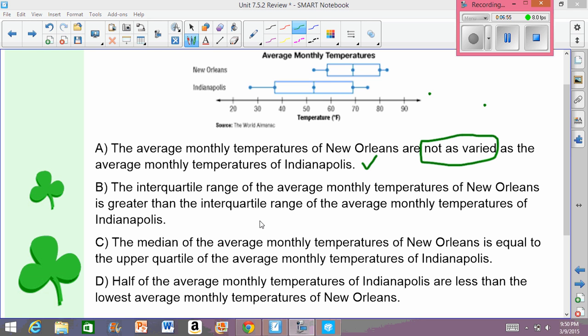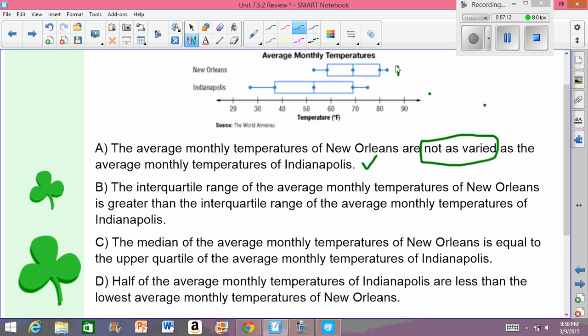as well. B says the interquartile range of the average temperatures of New Orleans is greater than the interquartile range of the temperatures of Indianapolis. So remember, the interquartile range is the difference between the two edges of our boxes. So our IQR, which stands for interquartile range, for New Orleans is 80 minus 60, which gives us an interquartile range of 20.